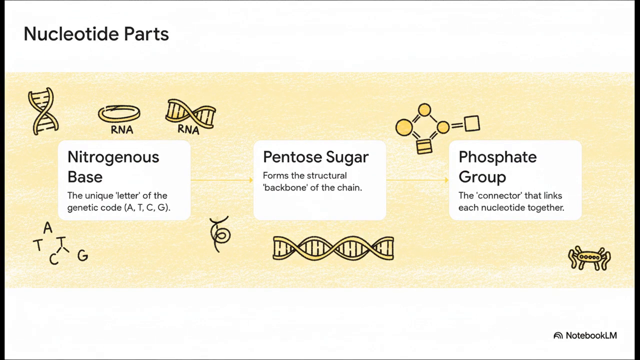And each one of these little bricks has 3 distinct parts. It's actually pretty simple. You've got a nitrogenous base. That's the unique letter of the code, A, T, C, or G. That letter is attached to a sugar, which forms the sturdy backbone of the chain. And then finally, you have a phosphate group, which acts like a connector, linking one brick to the very next one.